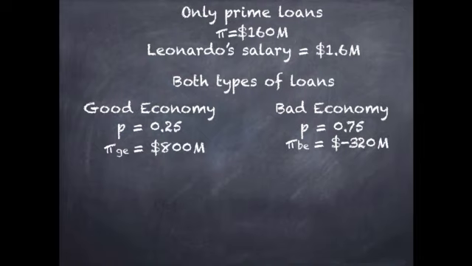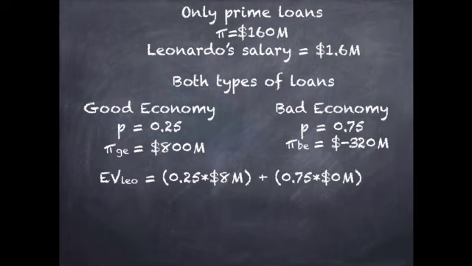We want to take a look at how that relates to what his expected salary would be if he were to use both types of loans, conditional on the type of economy that's out there. The expected salary for Leo is going to be equal to his compensation multiplied by the probability of the economy occurring. When the economy is good, and the bank gives out both types of loans, they will have a profit of $800 million. Therefore, Leonardo's salary is going to be $8 million.